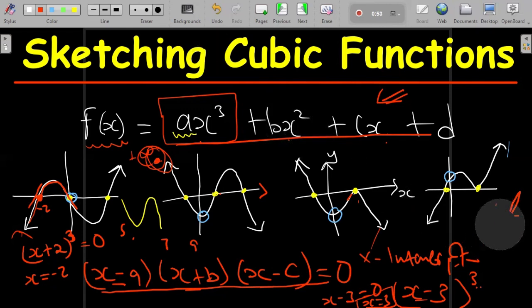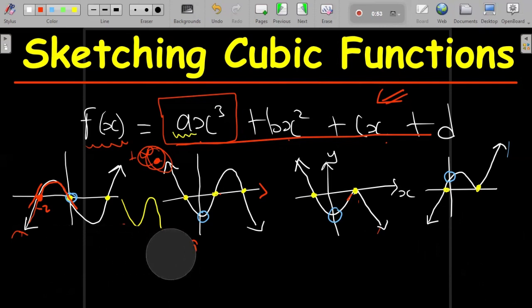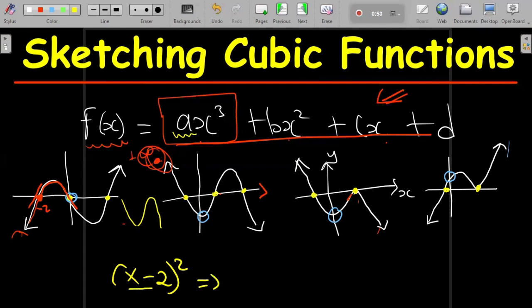So when does it bounce? It bounces when the power on the factor is even. For example, if I have (x minus 2) to the power 2, or it can be to the power 4, to the power 6, as long as the power is even, it means that at that point, the curve is going to bounce. To find the x-intercept, you just take what is inside, equate it to 0, and you get x equals 2. So this here will be your x-intercept.